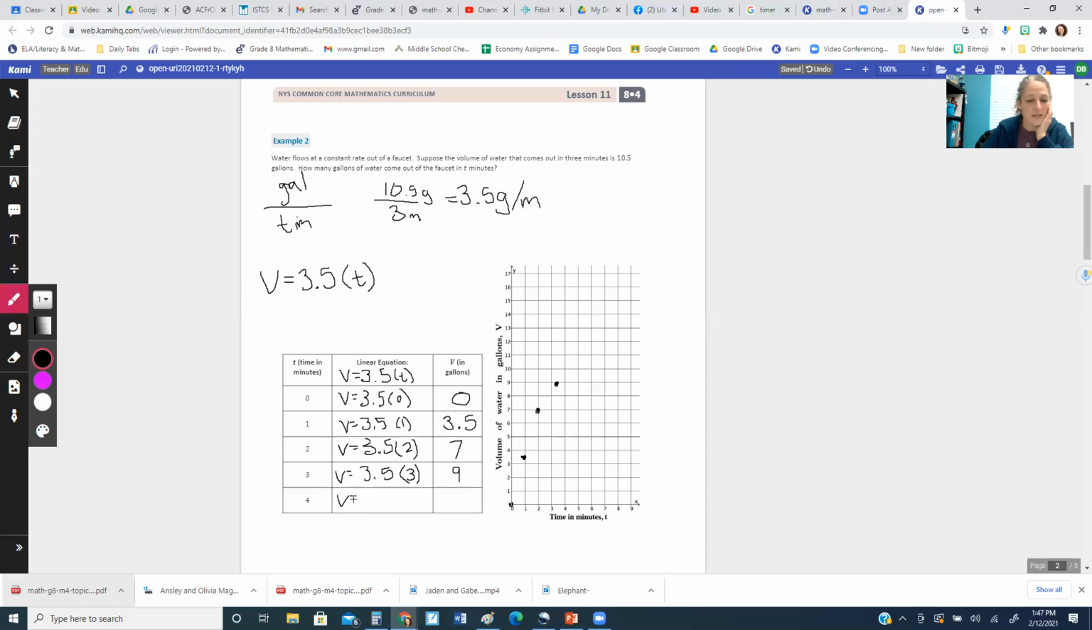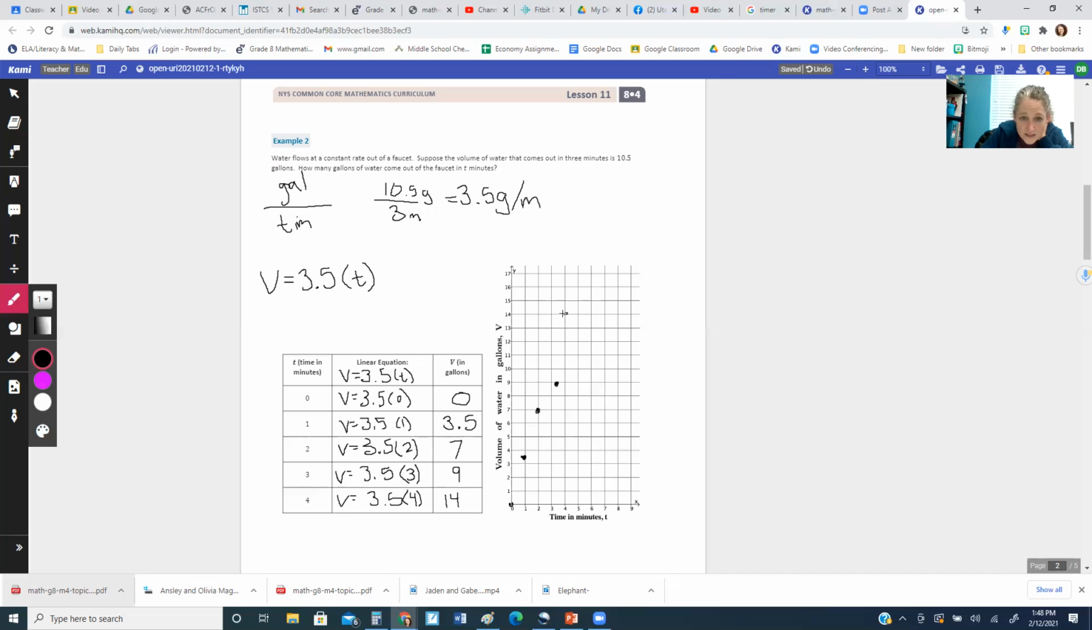Volume, let's do 4 minutes, equals 3.5 times 4. Well, 3.5 times 4 is the same as 7 times 2, because 3.5 times 2 times 2. See what I'm saying? So anyway, it's 14. A little bit easier way of doing it. So 3.5 times 4 is 14. Okay.